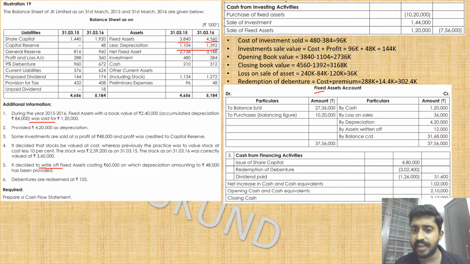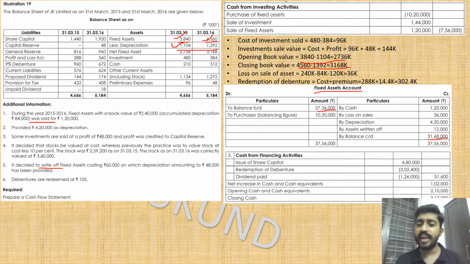I have opened a fixed asset account. Fixed asset is an asset, so it will have the debit balance. For the opening fixed asset, the fixed asset at cost is 38.4 lakh, and depreciation is reduced 11.04. So then the book value will come. 3840 minus 1104 will give you 2736 as the opening balance. Same way, what is the closing balance? 4560 minus 1392 will give you the closing balance of 3168. So the closing balance is also found here, 3168.